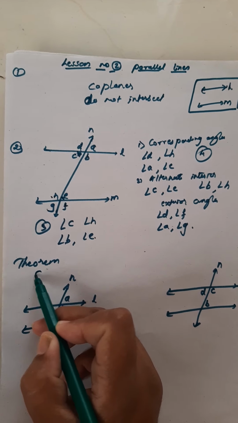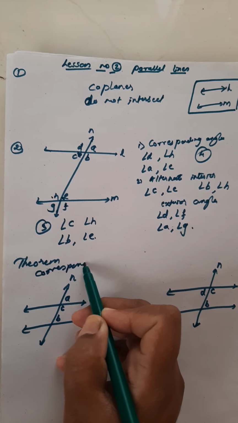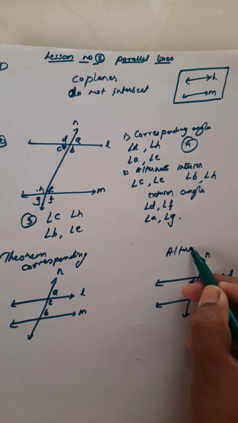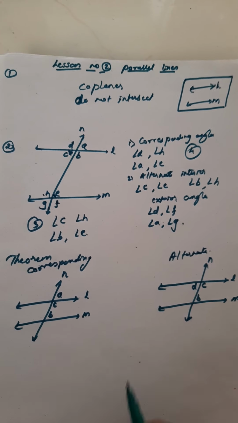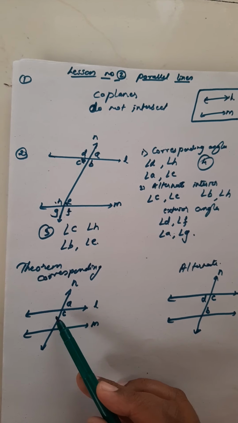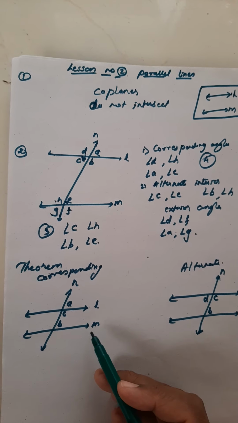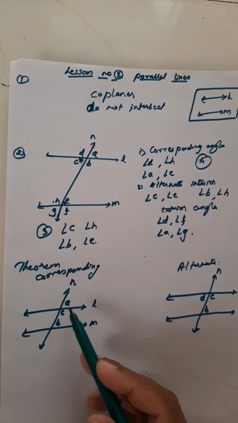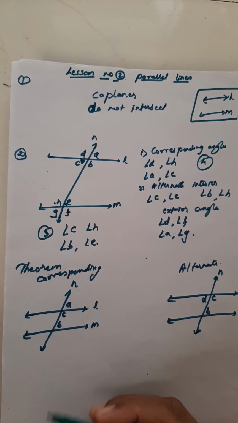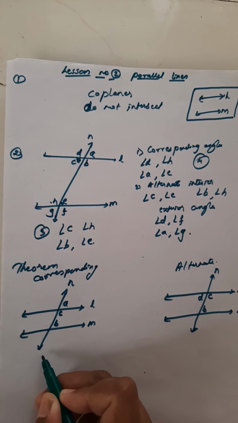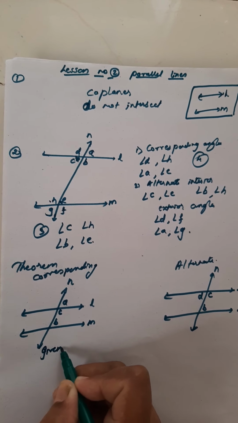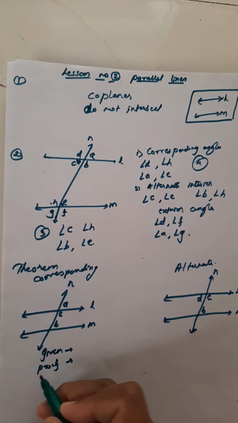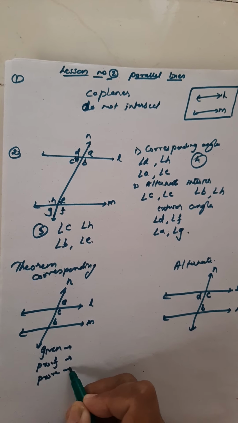The first theorem is about corresponding angles, and the second is about alternate angles. I will only explain it, and you can see how to write the theorem in the textbook. Lines L and M are parallel to each other, and line N is intersecting them. You have to write what is given and what we have to prove, and now I will prove it.